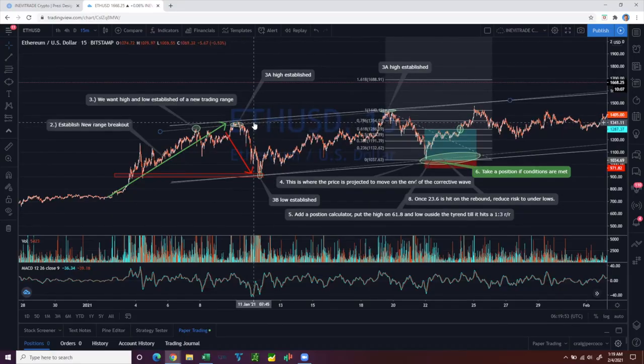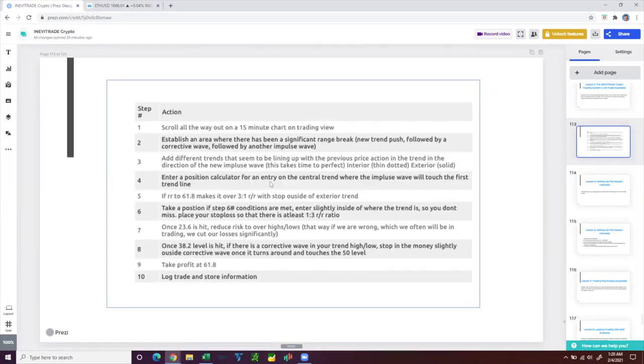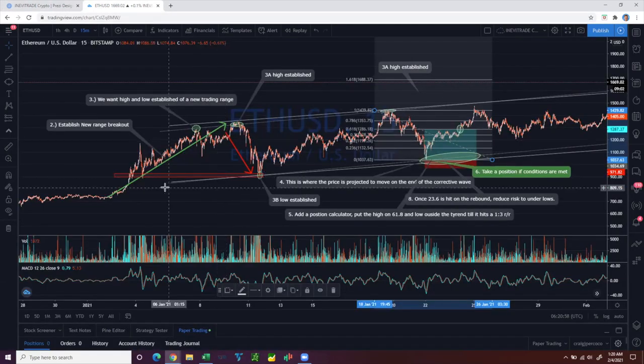But we want to draw a bunch of different trend opportunities within this channel to see where there are possible tops and bottoms so that we can then take reversal trades off of these. Step 4, enter a position calculator for an entry on the central trend where the impulse wave will touch the first trend line. So basically what we want to do is, number 1, we want to find a new range break. So that's what we have right here. Number 2, we want to basically find a corrective impulse wave, which is what we found right here. So we have a high here, a low here, and then another high here.